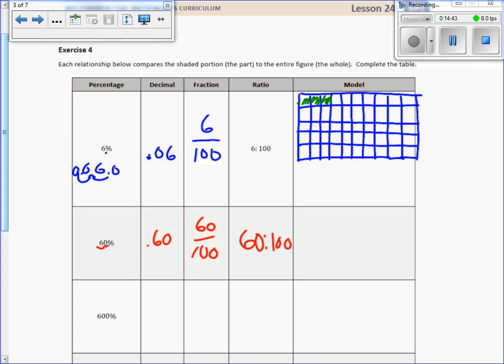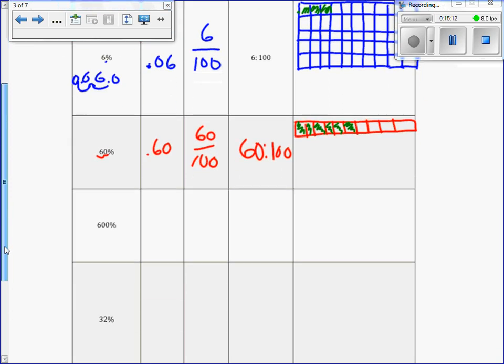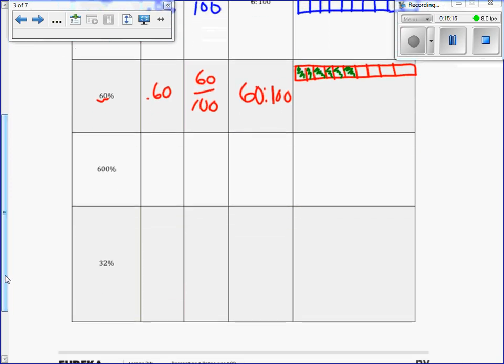And then our model, well, now we're going to do 60%. Well, this one I can just do 1 row of 10 because it reduces down that much. 1, 2, 3, 4, 5, 6, 7, 8, 9, and 10. And 60% would be 6 out of 10. Reduced, 6 out of 10 is 60% of one row. So there's 6, leaving 4 not shaded. So that's 60%. Rather than drawing a big grid of 100 every time, we can reduce to make it easier.